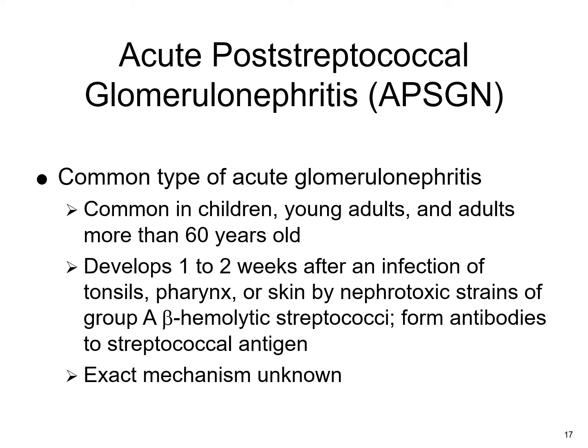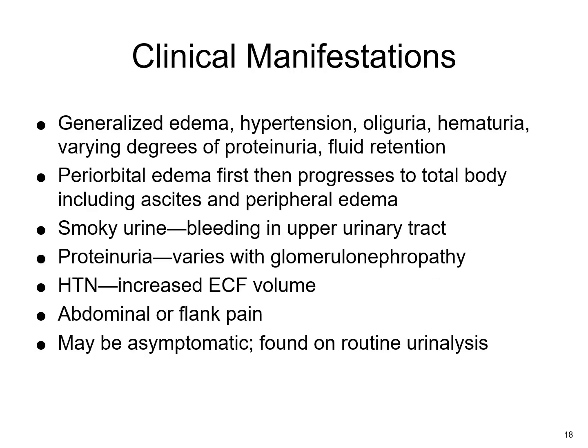All right, so keeping it very simple once again. What are you going to see? So you're going to see generalized edema, hypertension, oliguria, hematuria, varying degrees of proteinuria, and fluid retention. You're going to see things like periorbital edema that progresses to total body, including ascites and peripheral edema. The urine may be smoky because of bleeding in the upper urinary tract.